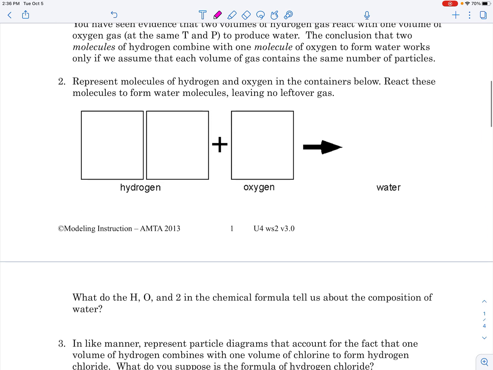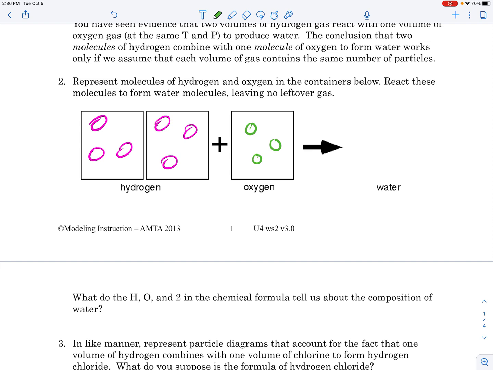Then we're going to do some drawings, and in each of these boxes we are going to draw equal numbers of particles. You can do 3, 4, or 5 particles in each box. To be quick, I'm just going to draw 3, and if you choose 3, just be consistent. So here we've got hydrogen. We can represent hydrogen with simple circles. I've got 2 boxes of hydrogen, 2 volumes of hydrogen. I've got a volume of oxygen, and when they combine, they make water.